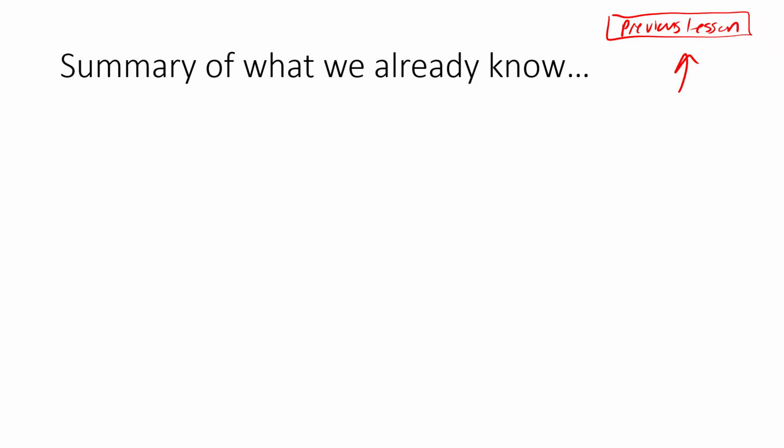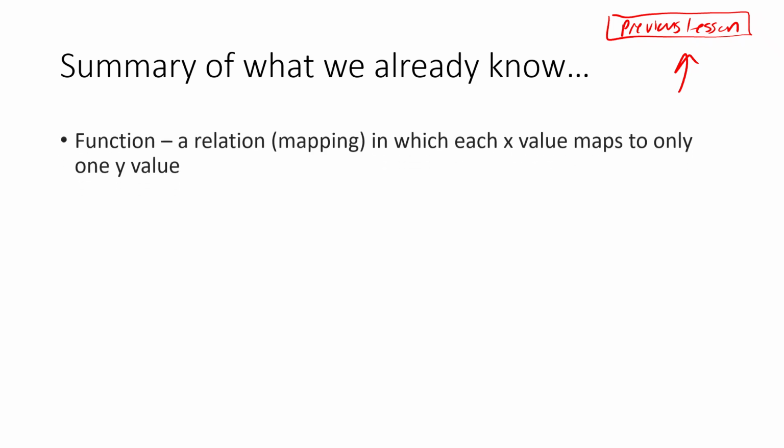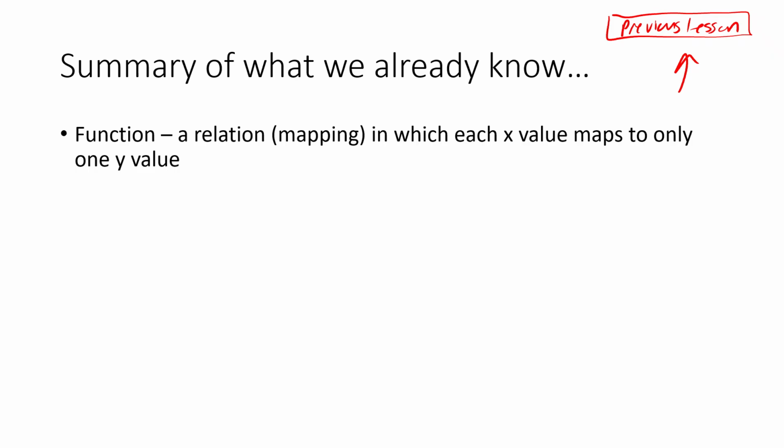All right, so a summary of what we already know about functions. We have defined a function as a relation or a mapping, and that goes back 2 lessons actually to when we were talking about sets and the idea of mapping from one set onto another set, in which each x value maps to only one y value. X's are where our mapping originates, it's where it starts from, and then the y values is what we call where the mapping ends. And that relation or function is a specific kind of relation where this is true, where each x value only goes to one y value.